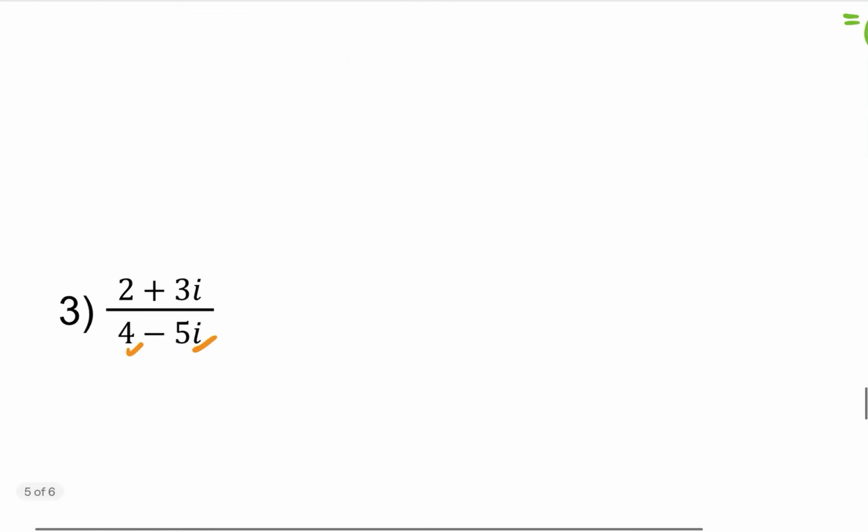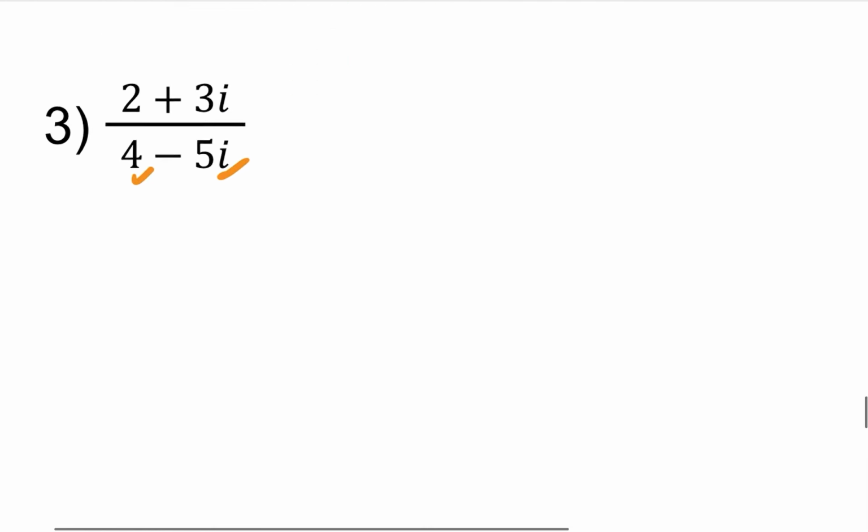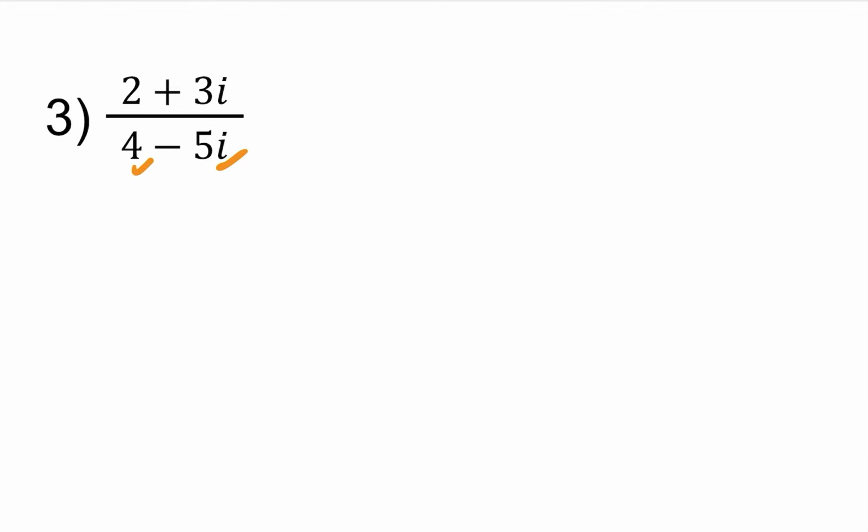What is the conjugate of the denominator? We take the exact numbers that we have, 4 and 5i, but instead of using the minus sign, we use the plus sign.